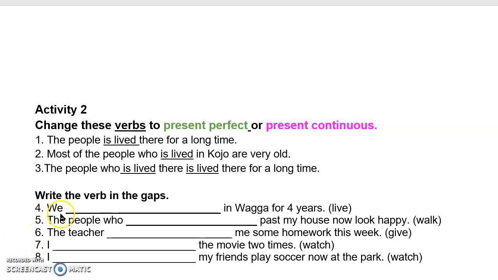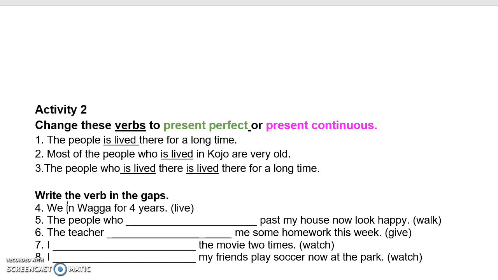So sentence number 4, we something in Wagga for 4 years. Now we can see the verb at the end, live. We have to make live into a present perfect verb or a present continuous verb. Look at the time. For 4 years. So this tells us the time. So the time started in the past up until now, 4 years. So that tells us that using the present perfect would be good in this sentence.